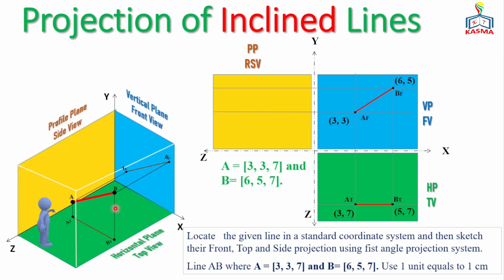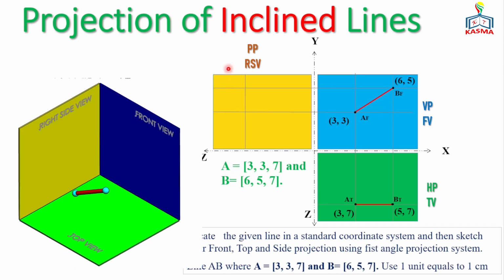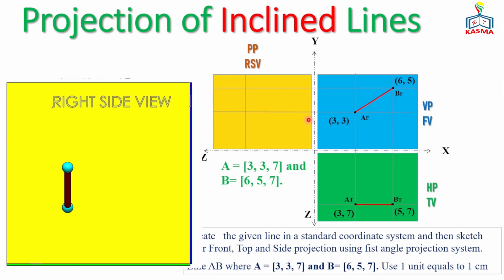The same thing can happen for a side view. That means for the right side view, we can use the Y and Z coordinate system. So the Y of point A is 3, and the Z of point A is 7. That means Y is just from here to here, and then the Z is 7. So from here to here, if you measure that, it will be 7. So finally, you will get the location of point A on the side view.